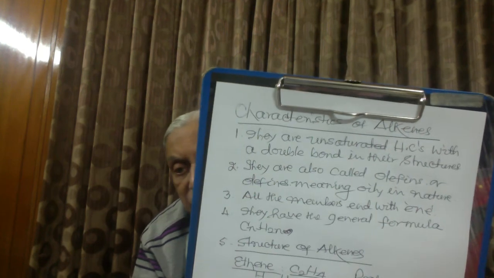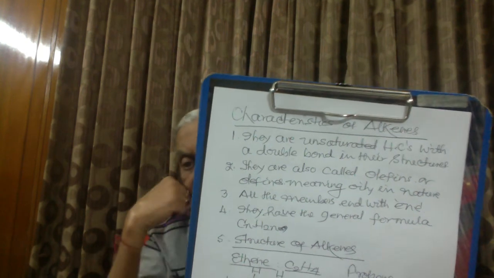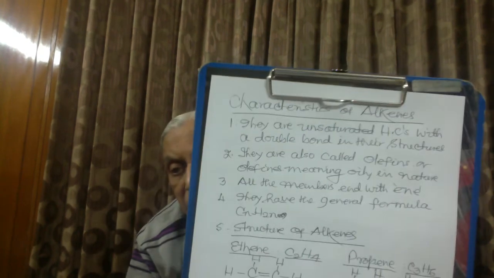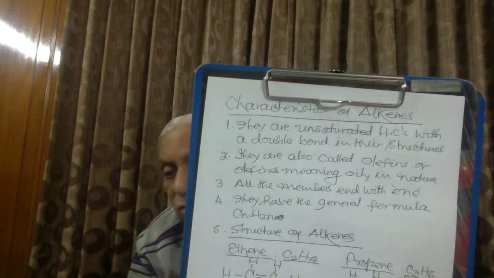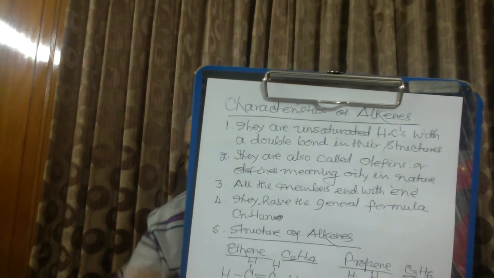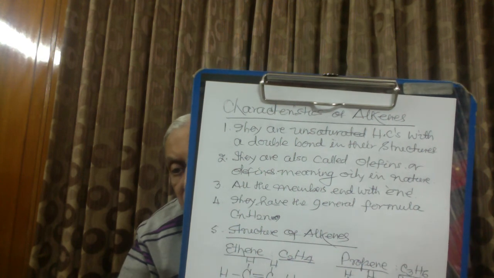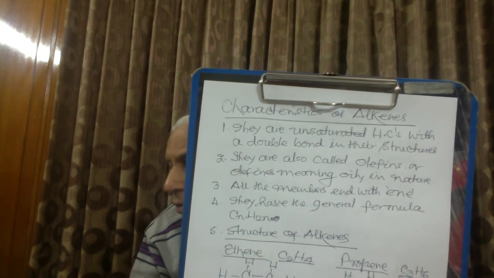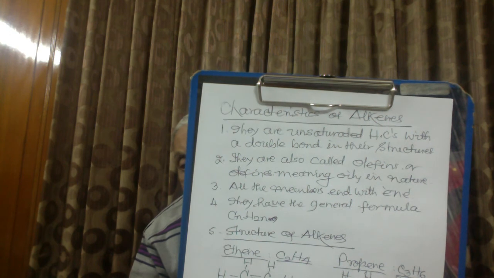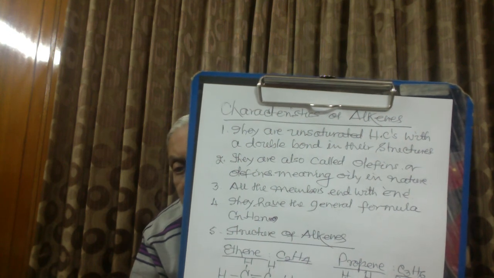They are unsaturated hydrocarbons with a double bond in the structure. And then they are also called olefins, since they are oily in nature. All the members end with -ene. And then they have the general molecular formula CnH2n. Then coming to the structure, you will be able to see the structure.